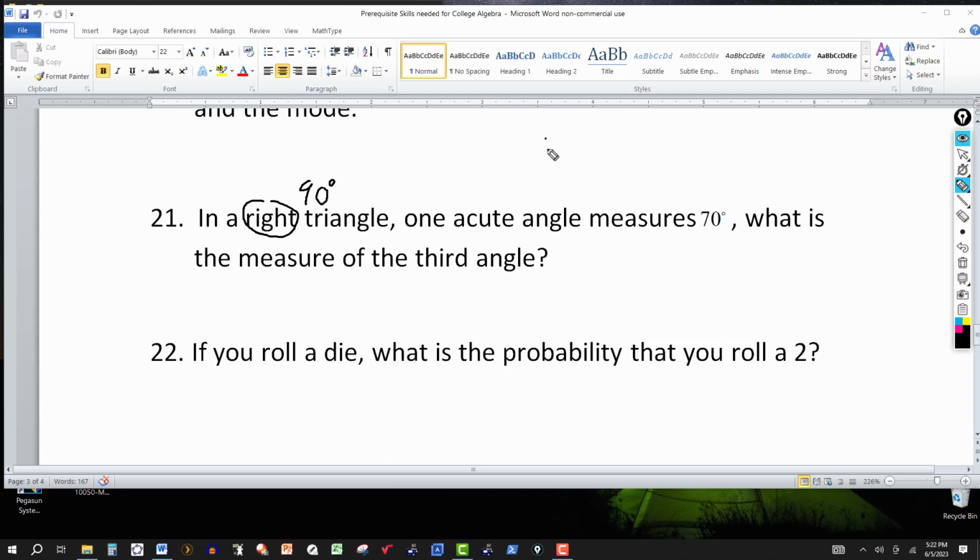Well, you should know that if you have a right triangle, that's 90 degrees there. The total number of degrees for the angles is 180. So anytime you have any triangle, you add all three angles together, you're going to get 180. So if this one's 90, then this one and this one have to add up to 90, because 90 plus 90 gives me 180. So if they give you one to be 70 degrees, then the other angle should have a measure of 20 degrees.